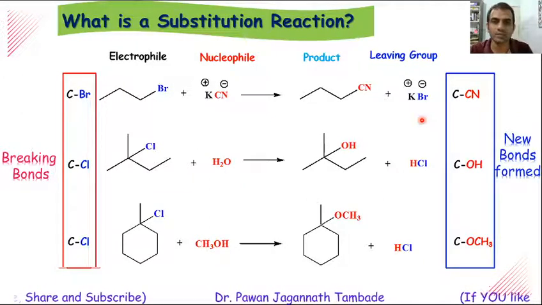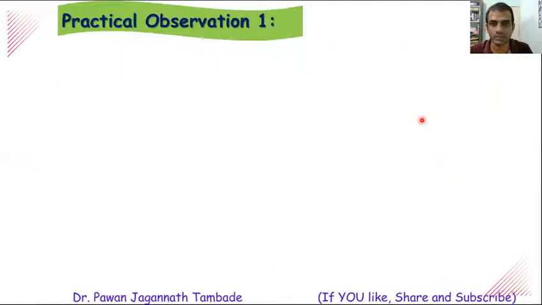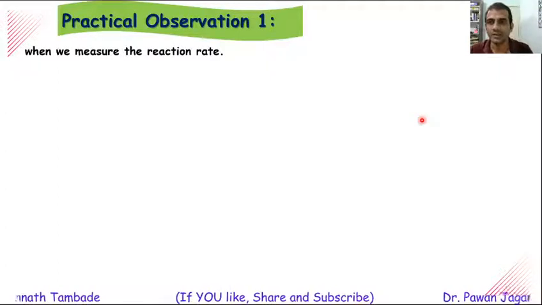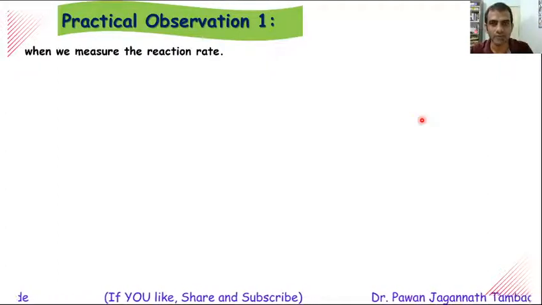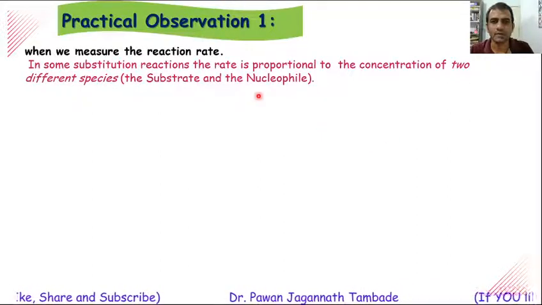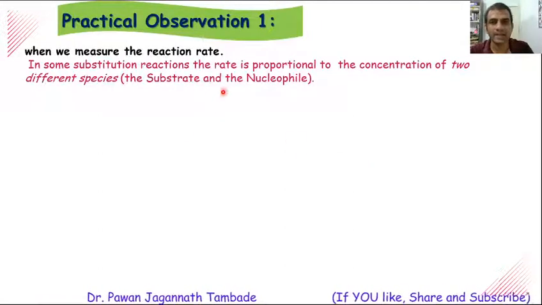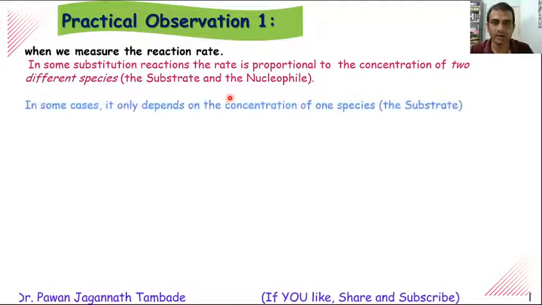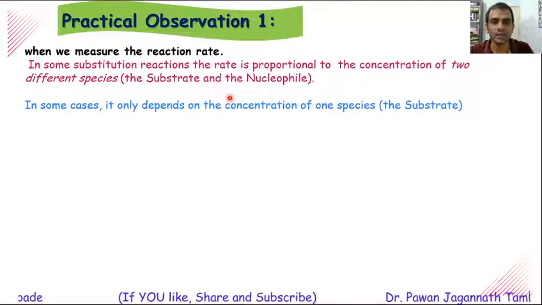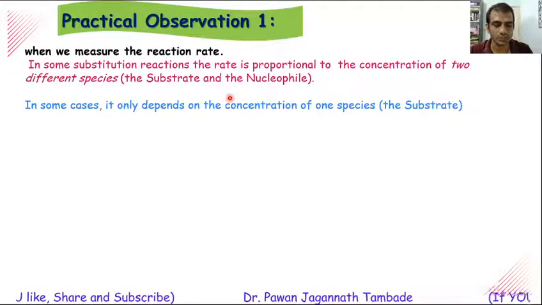Now we will see certain key observations during nucleophilic substitution reactions which are practically observed. The first practical observation in SN reaction is, when we measure the rate of nucleophilic substitution reaction, it has been observed that in some cases the substitution rate is proportional to the concentration of two different species, that is the substrate and the nucleophile. However, in certain cases it has been observed that the rate of reaction depends upon the concentration of substrate only, and it is independent of the concentration of nucleophile.